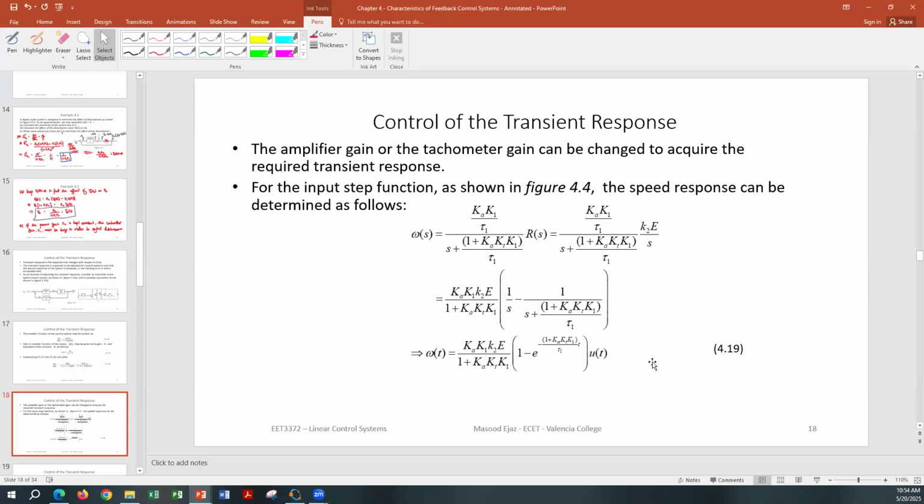And it has a bunch of variables that you can see. It has the amplifier gain, the process gain, and the tachometer gain, and so on and so forth. The time constant is right over here. The time constant is 1 over this term, of course. That's going to be the time constant of the whole system.